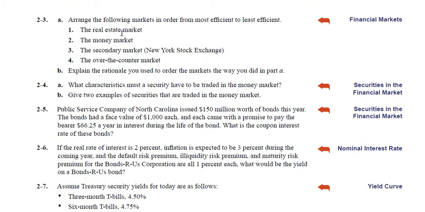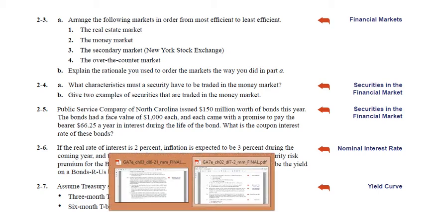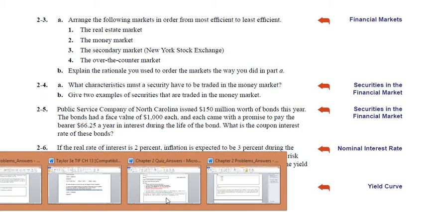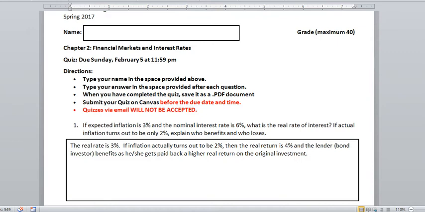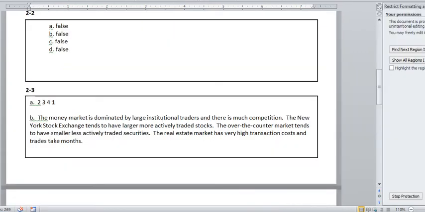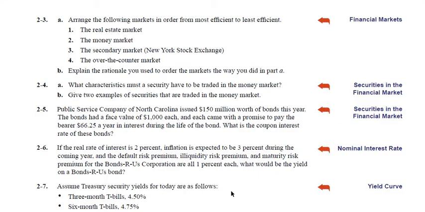It's just asking you to arrange the following markets in order from most efficient to least efficient, and you can see the order is... actually that's not it. It's over here. It's 2, 3, 4, 1. Okay, 2, 3, 4, 1.